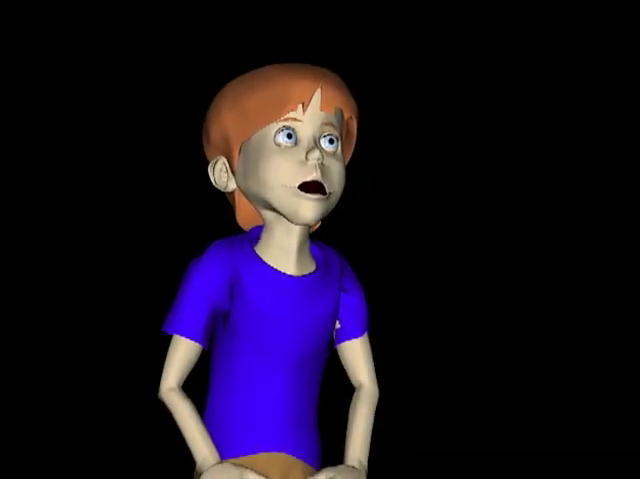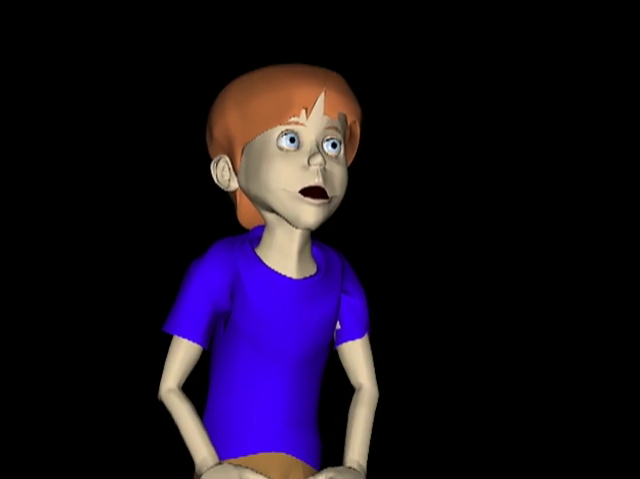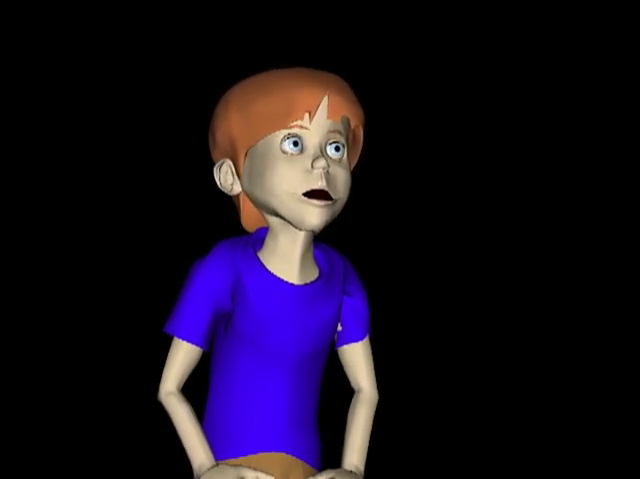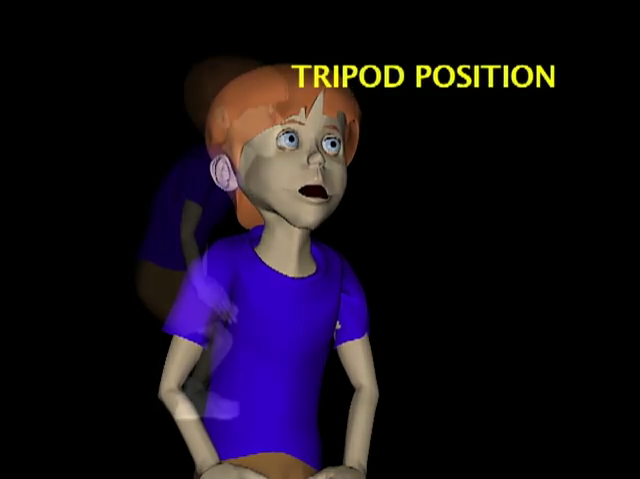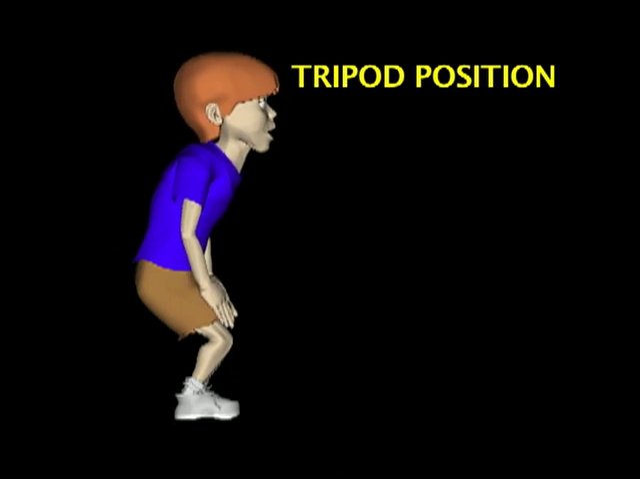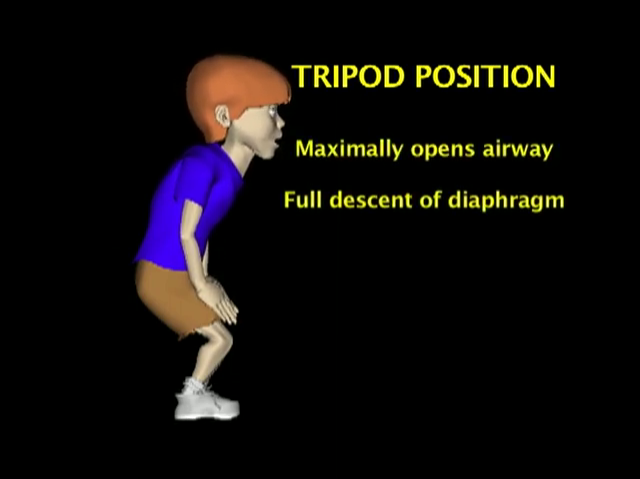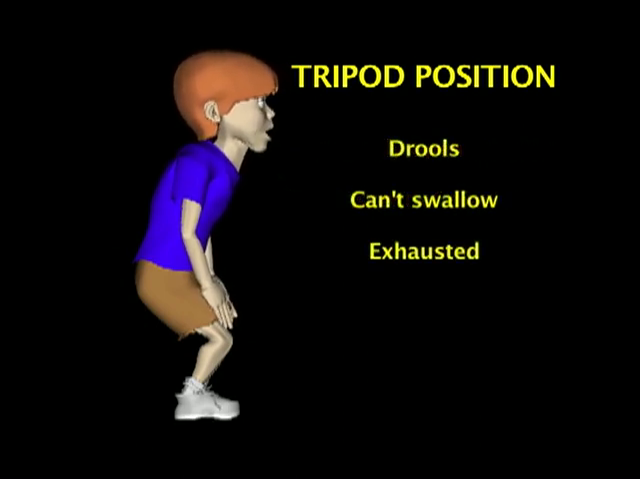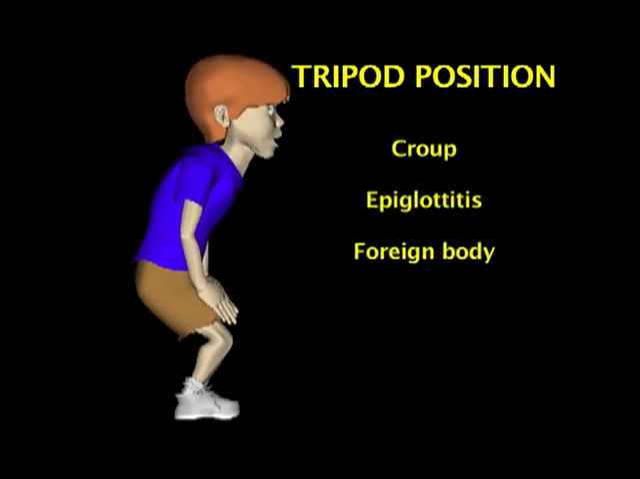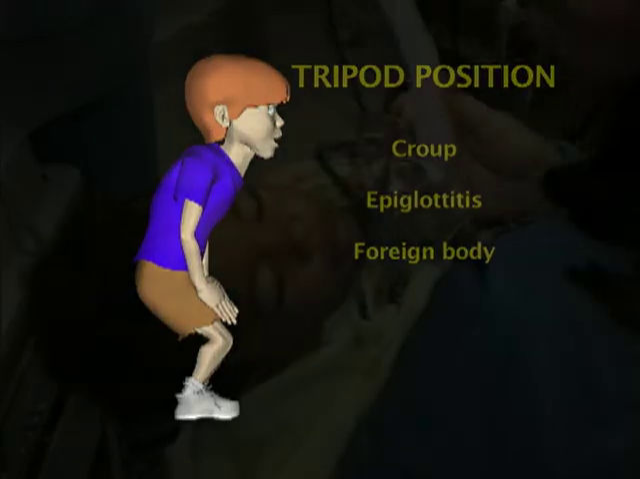The patient who is able to sit up should be assisted into the position most comfortable for breathing. Children especially may want to assume the tripod position, leaning forward with their outstretched hands on their knees. This maximally opens the airway and allows full descent of the diaphragm. The child often drools because they can't swallow effectively. They appear exhausted. Croup, epiglottitis, or aspiration of a foreign body present this way.